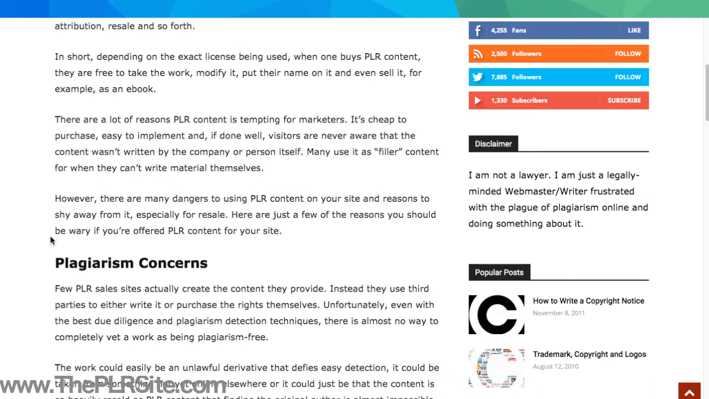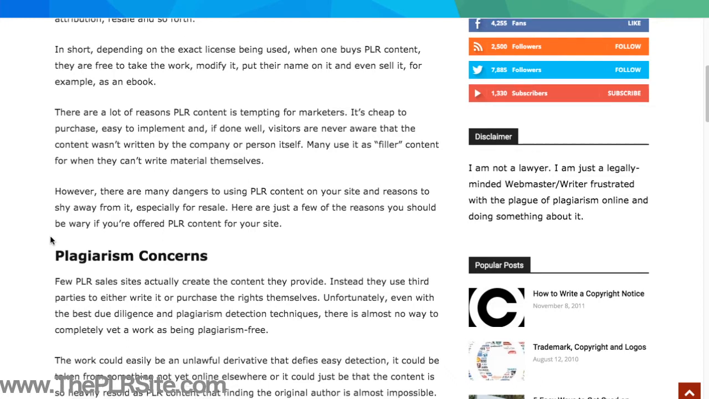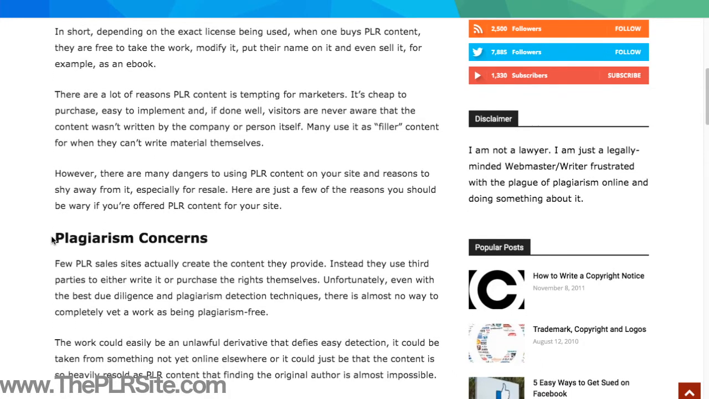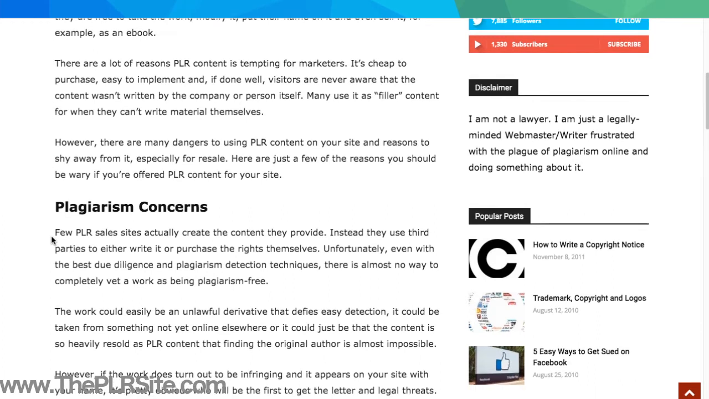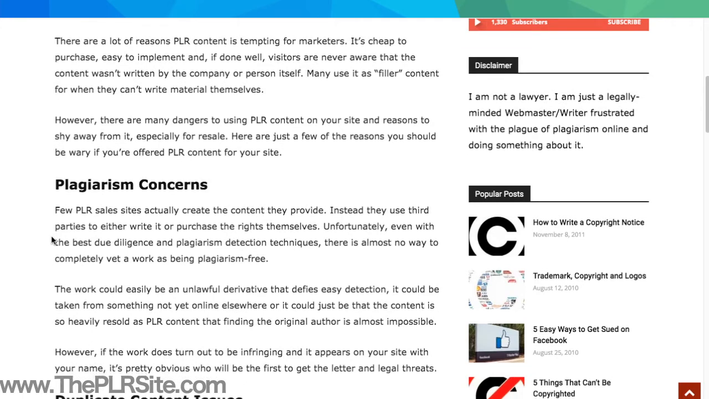So, small point. However, there are many dangers to using PLR content on your site and reasons to shy away from it, especially for resale. Here are just a few of the reasons you should be wary if you're offered PLR content for your site. Again, resale is different from PLR, but that's something different. Although, hey, there are dangers of PLR.